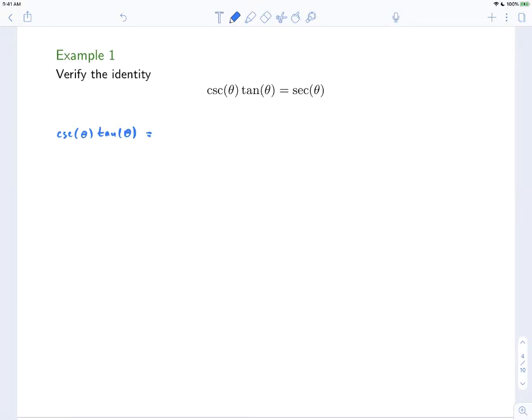Rewriting this in terms of sine and cosine, cosecant of theta is 1 over sine of theta, and tangent theta is sine of theta over cosine theta. Now we can see that the sines cancel. This leaves us with 1 over cosine of theta, which is equal to secant theta. Consequently, we've been able to show that the left side of the equation is equal to the right side of the equation, and so we have verified this identity.